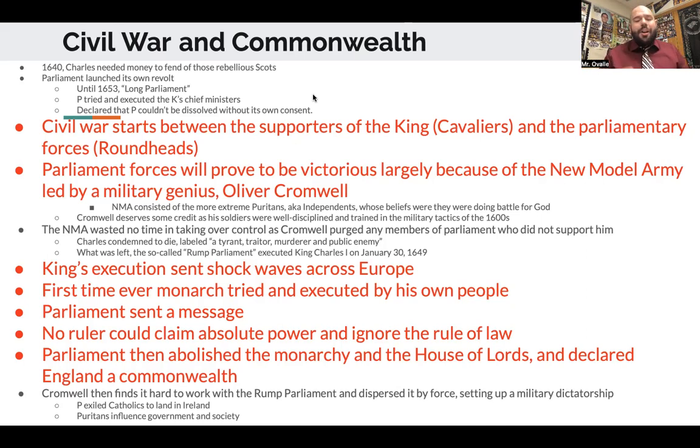Parliament then abolished the monarchy and the House of Lords and declared England a commonwealth, kind of like a republic. Cromwell then finds it hard to work with his Rump parliamentarians and will disperse it by force, and he will set up a military dictatorship. Cromwell will also exile Catholics to Ireland, and Puritan influence in government and society begins during this time.